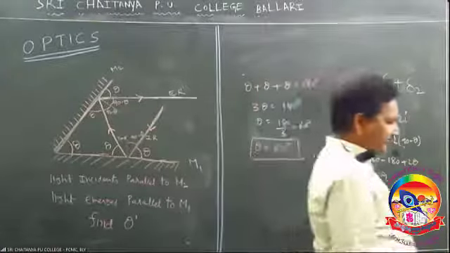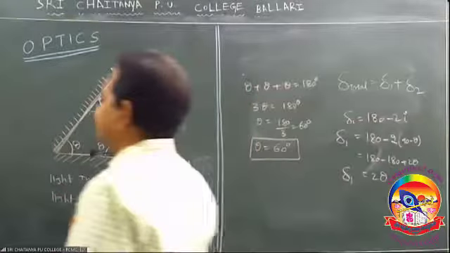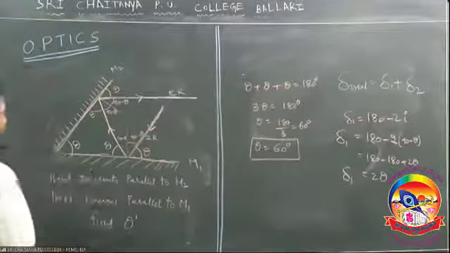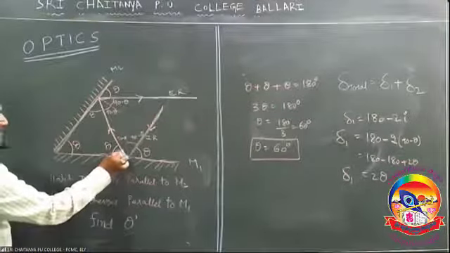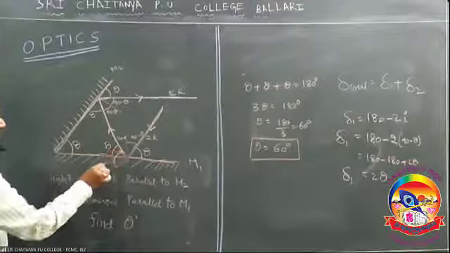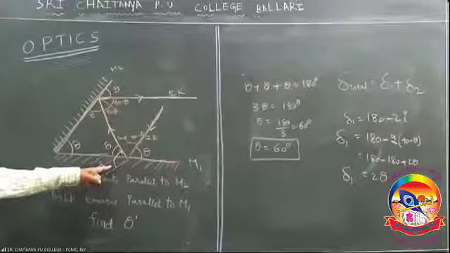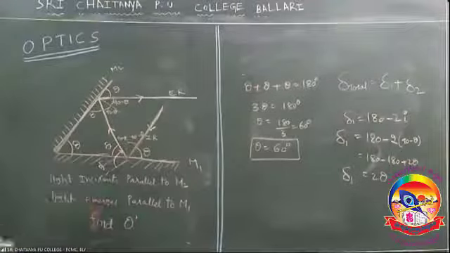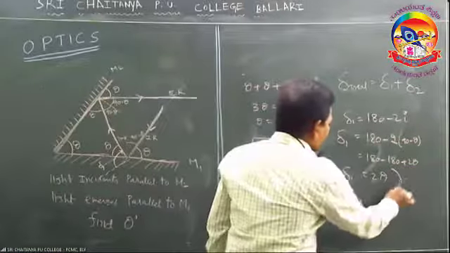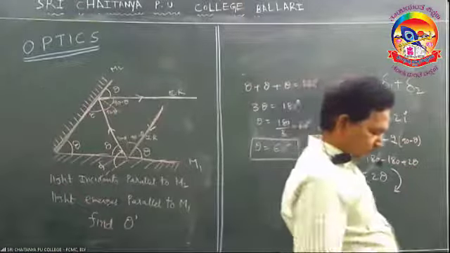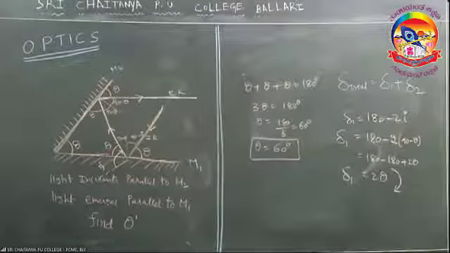Delta 1, deviation at the first mirror. We know what deviation is. This is the actual path. This angle is the deviation. Clockwise or anti-clockwise? Clockwise. So deviation at the first mirror is 2 theta in the clockwise direction.